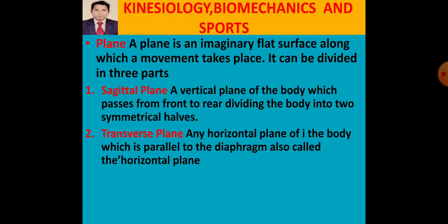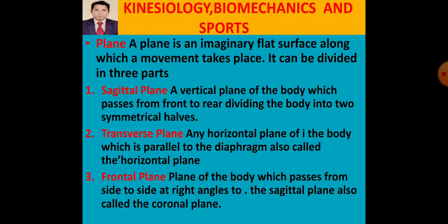So this is the transverse plane. The diaphragm is the chest muscle which helps in respiration. Then we have another one, the frontal plane: plane of the body which passes from side to side. So it divides the body into two parts, front and back. Transverse plane divides the body into two parts, left and right. The sagittal plane divides the body into two parts, front and back. It is now clear.